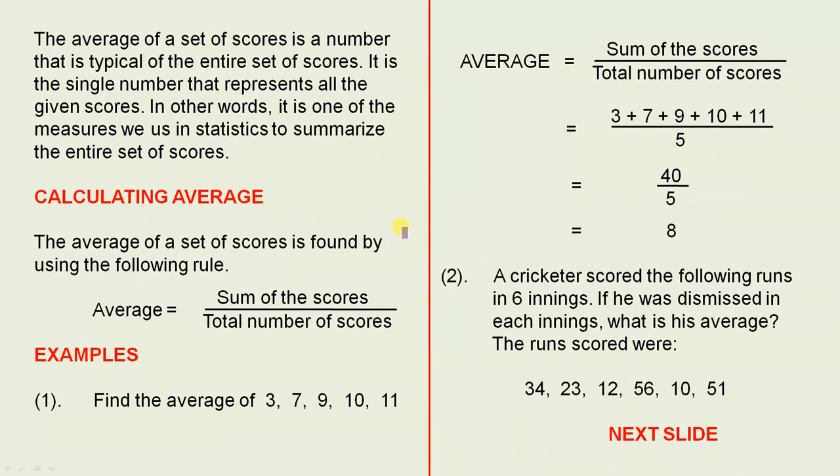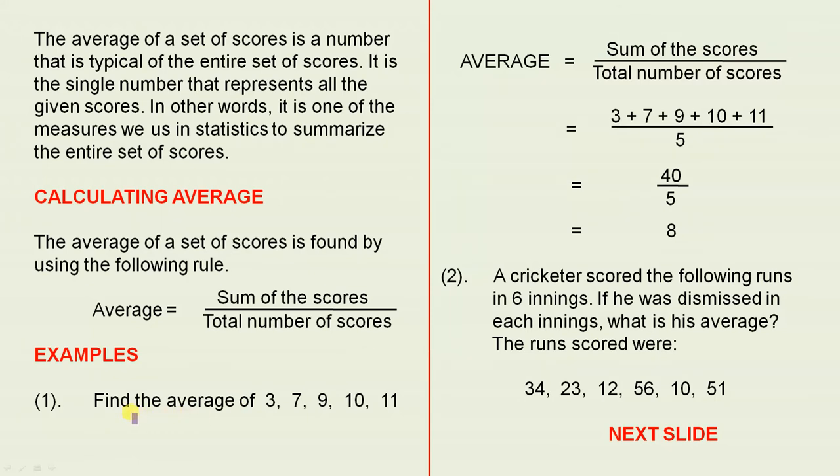Calculating average. The average of a set of scores is found by using the following rule. Average equals sum of the scores over total number of scores. Let's have a look at some examples to see how this works.